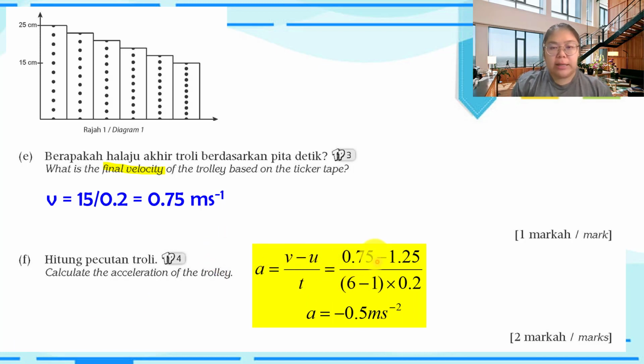So the v I get is 0.75. Then the u just now is 1.25. So this one is the time interval, 6 minus 1, then multiply, 1 bar is 0.2 seconds. So finally I get my answer is negative. So negative is correct, because I want to get the answer as a deceleration. If the question asks deceleration, that means I no need to put the negative. Okay, acceleration means you need to put the negative.